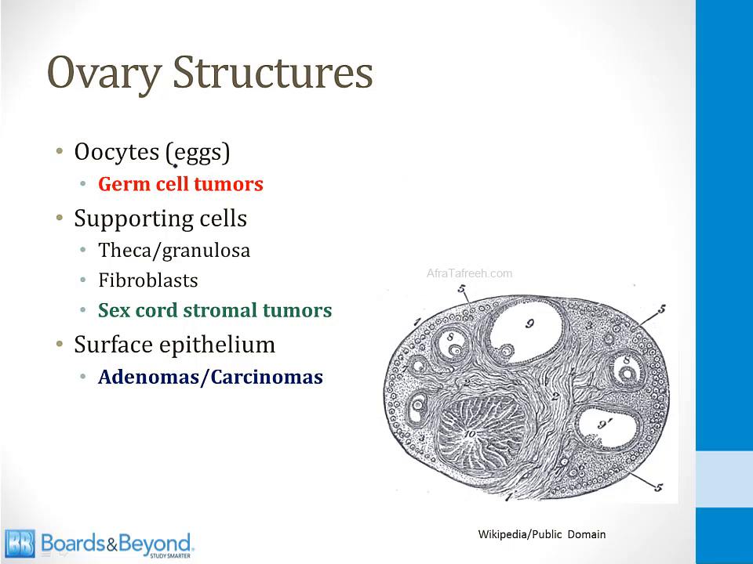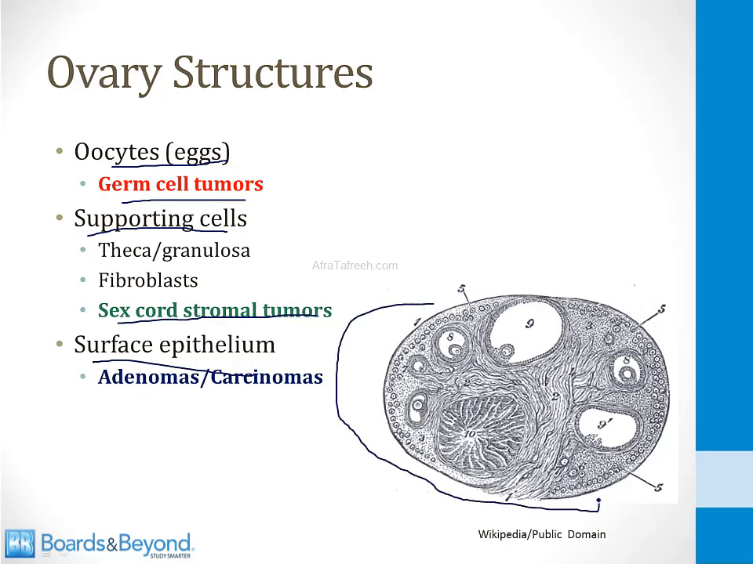So you're aware that ovaries contain oocytes or eggs, and tumors that derive from these cells are called germ cell tumors, which I talk about in another video. There are then a number of different types of supporting cells like the theca and granulosa cells and the fibroblasts, and tumors from these cells are called sex cord stromal tumors. In this video, we're going to focus on tumors that derive from the surface epithelium.